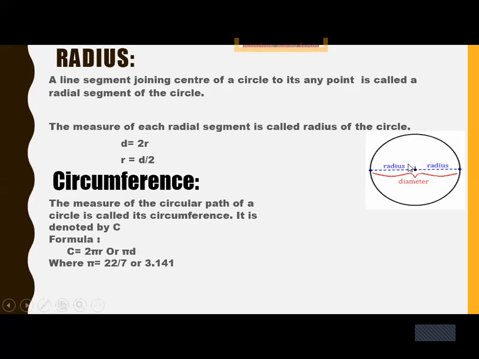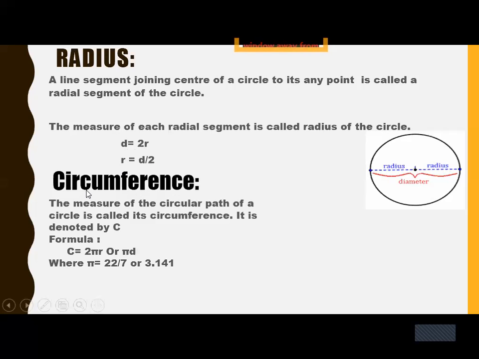So look at this diagram carefully. If I add this r with this r, r plus r, what am I getting? I am getting the diameter. So I can say that d is equal to 2r. That means the diameter is twice the radius. And if I want to find r, 2 is going to be divided from d. So I get r is equal to d upon 2. That means the radius is half of the diameter.